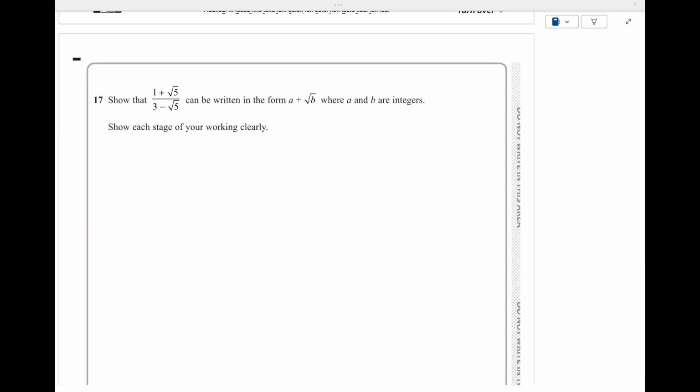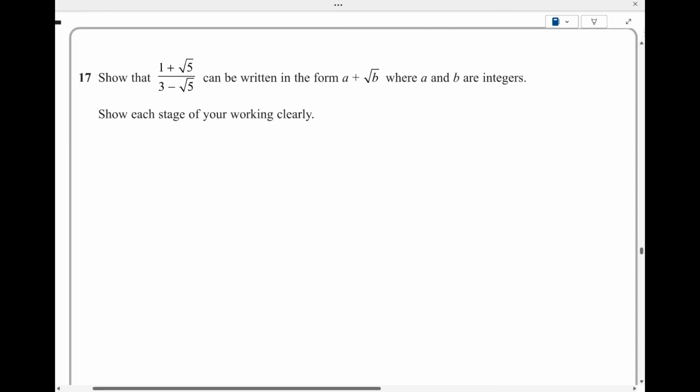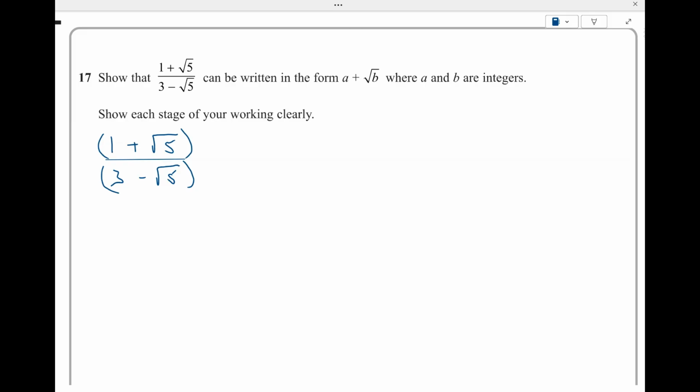Question 17. Show that this fraction involving surds can be written as a plus root b, where a and b are integers. So what I'm really being asked to do is to rationalize the denominator. So I'm going to multiply the top and bottom here by 3 plus root 5, because that will have the effect of making the denominator a rational number.